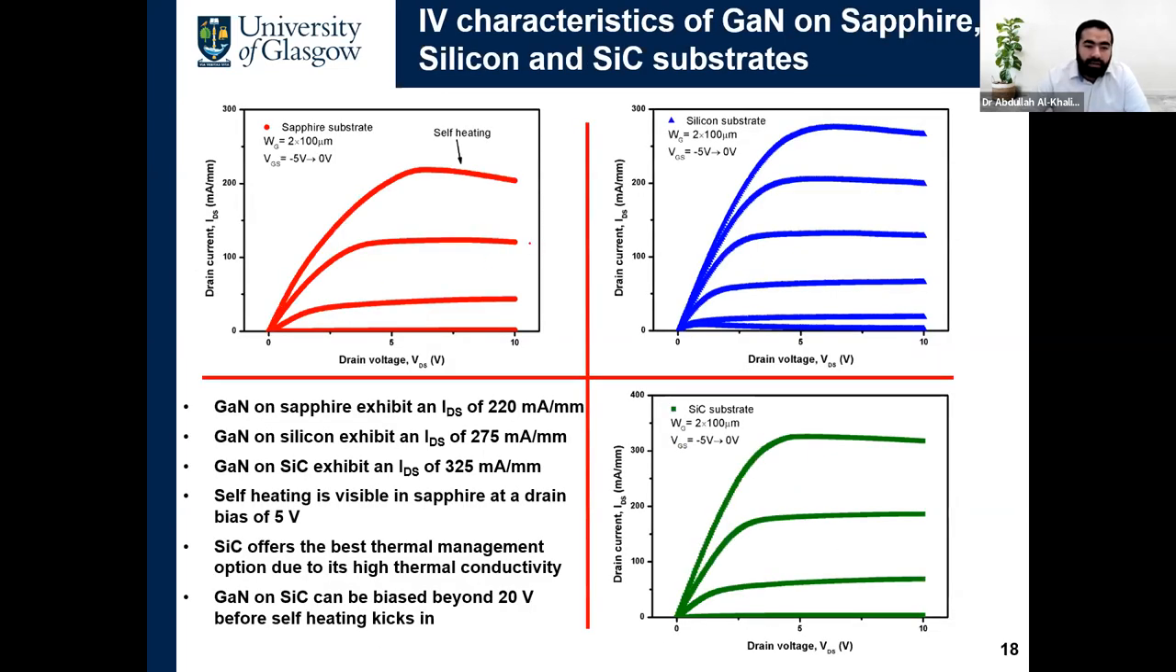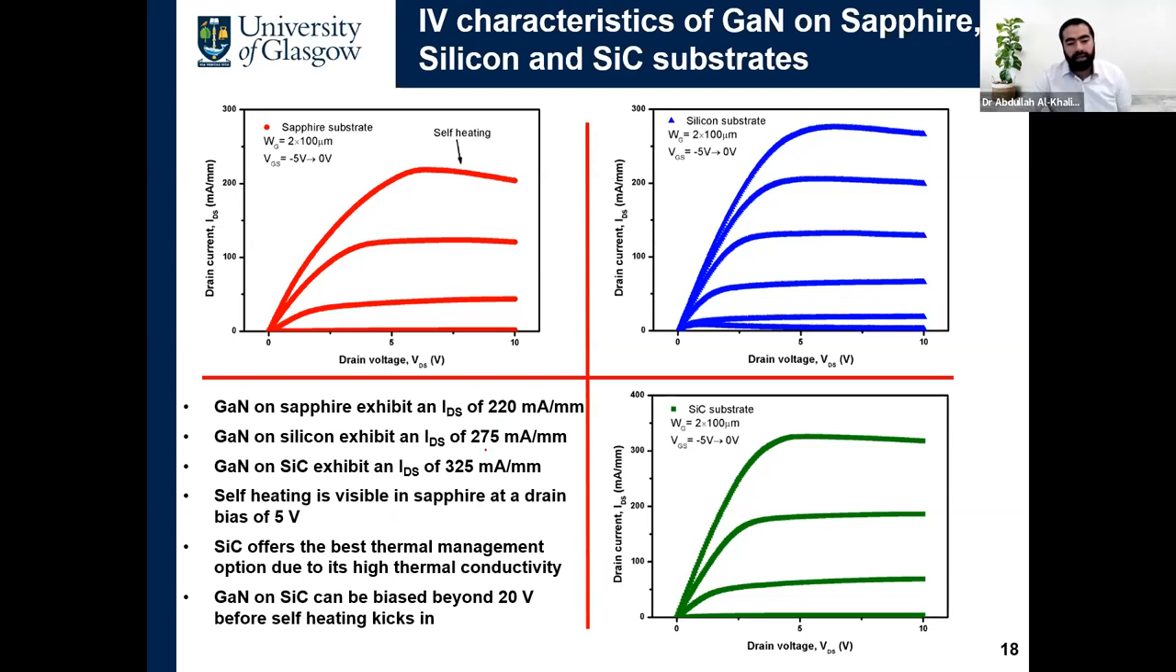In this study, we look at different substrates. As I mentioned, we can grow gallium nitride on either sapphire, silicon, or silicon carbide. In terms of thermal conductivity, silicon carbide has the highest, 400 watts per meter Kelvin. Silicon has a moderate thermal conductivity, while sapphire has the least. We can see from the graphs that for GaN on sapphire, we get about 220 milliamps per millimeter in this configuration, and we can see the self-heating. Once we reach saturation, the current will start to drop.